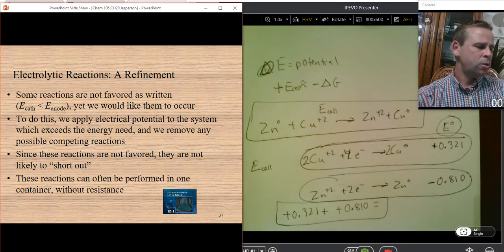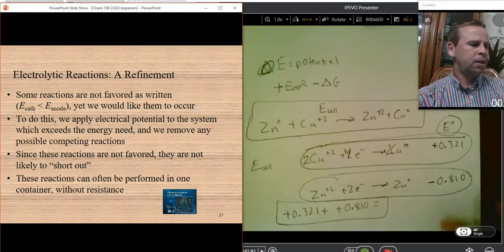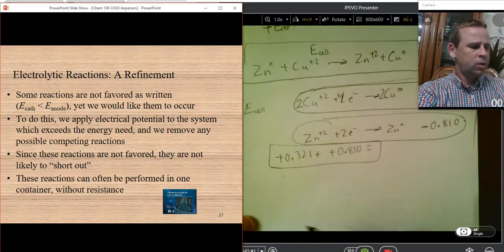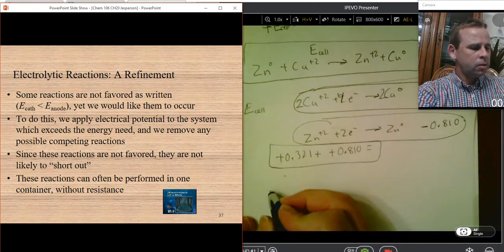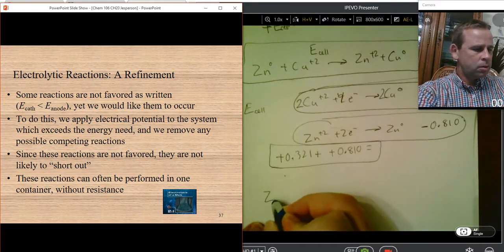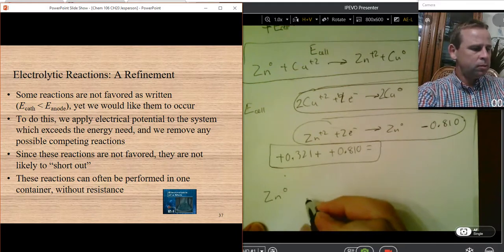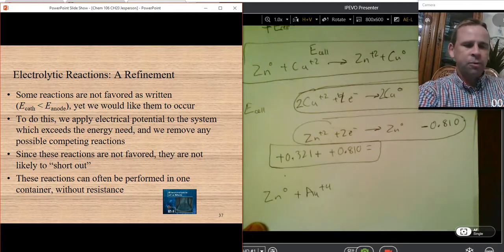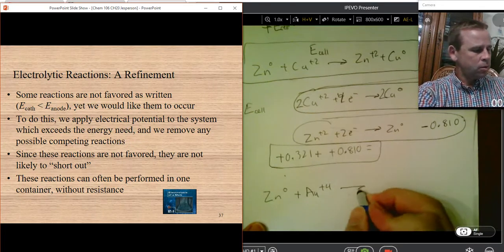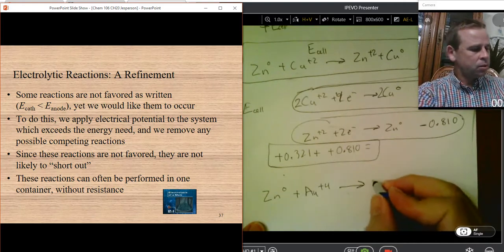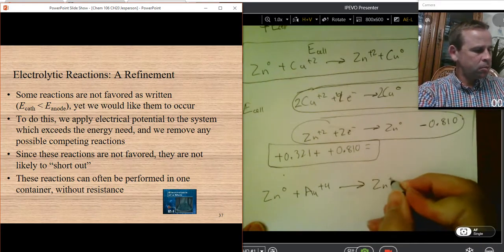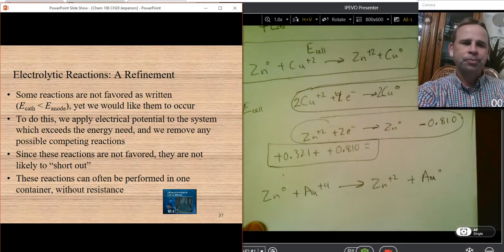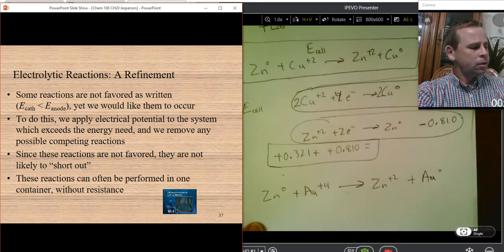All right? So now, if I had a different chemical reaction, let's say we have zinc metal plus a gold +4 ion. All right? The products of this reaction we're suggesting will be a zinc +2 ion and solid gold.